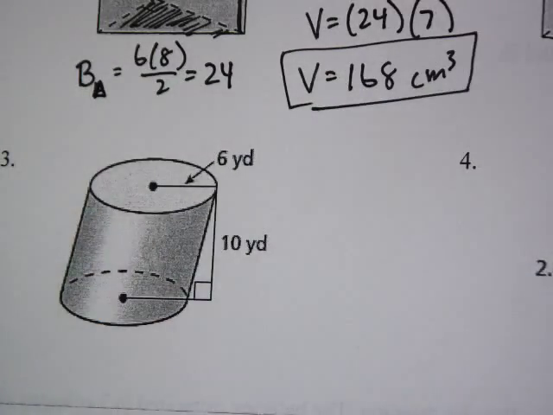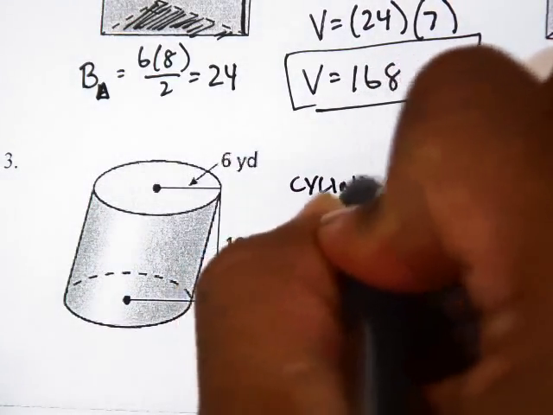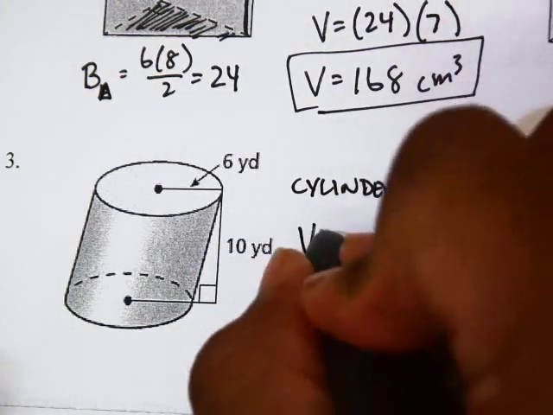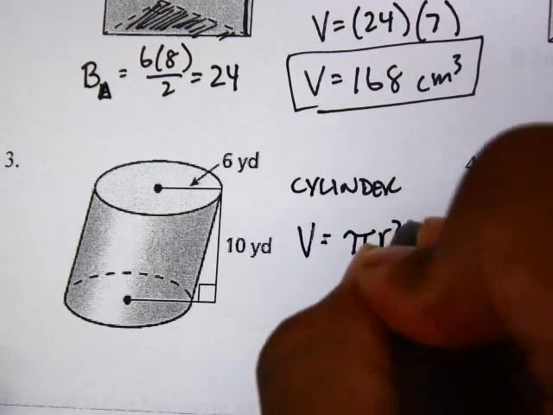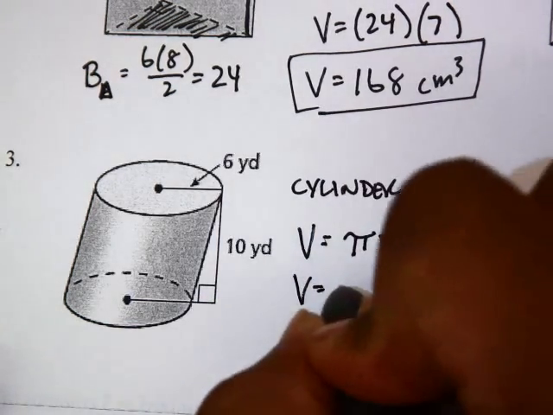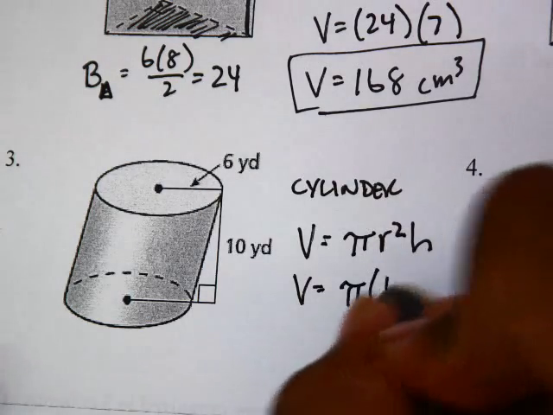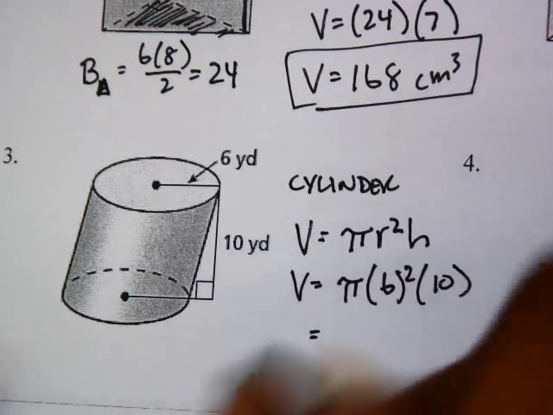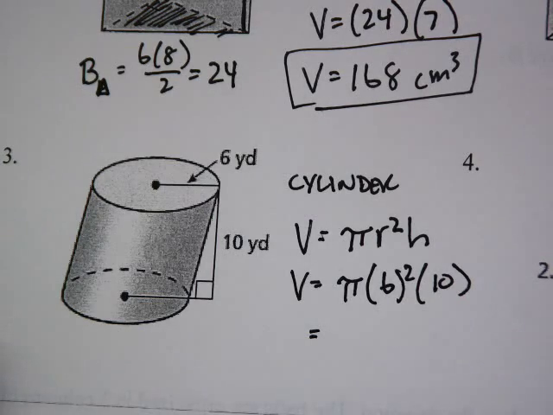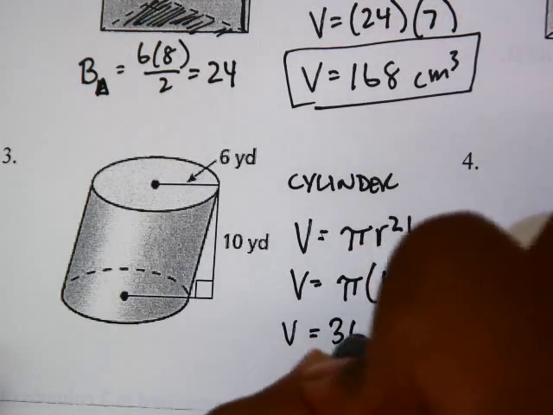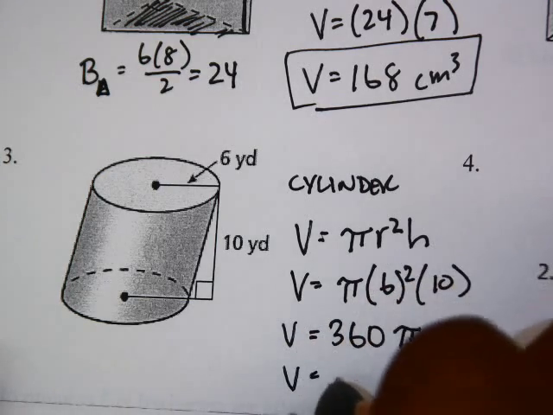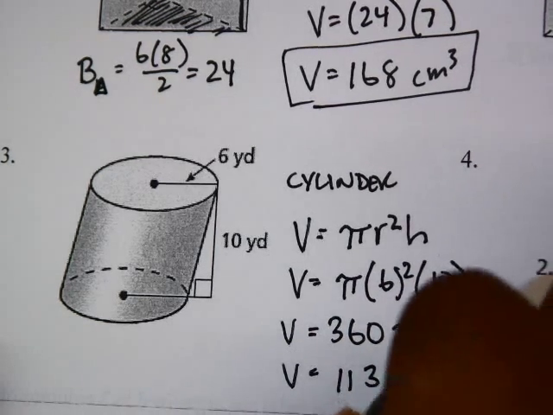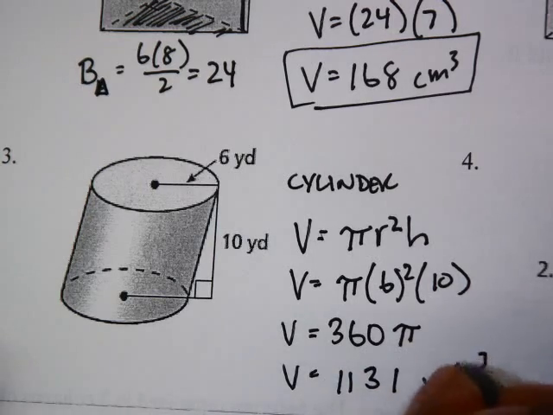Number 3, the shape is a cylinder. So we need the volume of a cylinder. And that's still kind of capital BH, except our B is a circle. So the capital B just turns into pi r squared, and then H. So the radius is 6, the height is 10. If you leave it in terms of pi, that's 360 pi. If you multiply that out, it's approximately 1131 yards cubed.